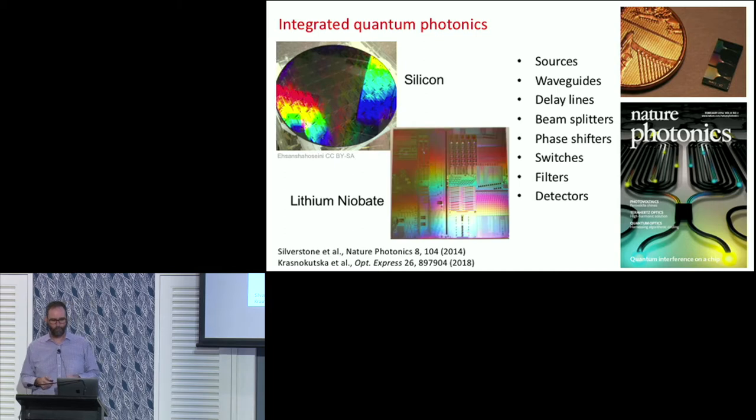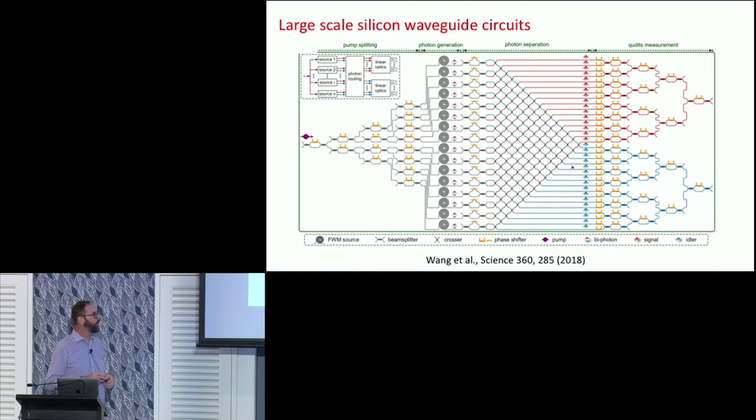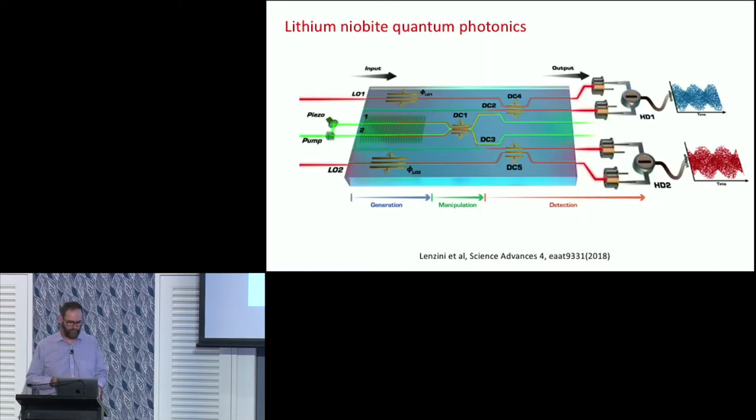But there's another very interesting platform, and it's the one that we're looking at mostly in the center, which is lithium niobate. Lithium niobate is also a really great technology, and I'll say a little more about that as we go along. There have been some sophisticated demonstrations of putting a great many components onto a silicon chip. This is by Bristol, a partner of our center. They have many sources, photon generation steps, moving the photons around, interfering the photons in different ways, and so on. So these are chips with hundreds of elements on them in a very compact way. But we're interested in using lithium niobate.